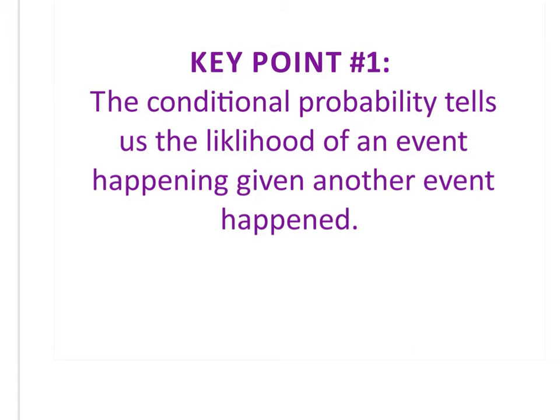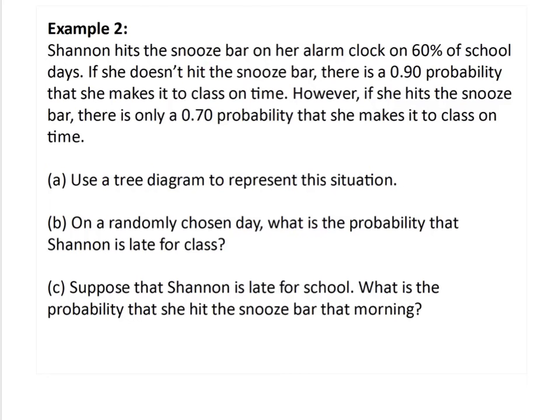So that's conditional probability in one form. My key point: conditional probability tells us the likelihood of an event happening given another event has happened. And that given piece is going to be key, whether that given is in the problem or there's another word or phrase that indicates we know another event has happened. So we're going to look at another example, and we're going to use this example for the rest of the video.